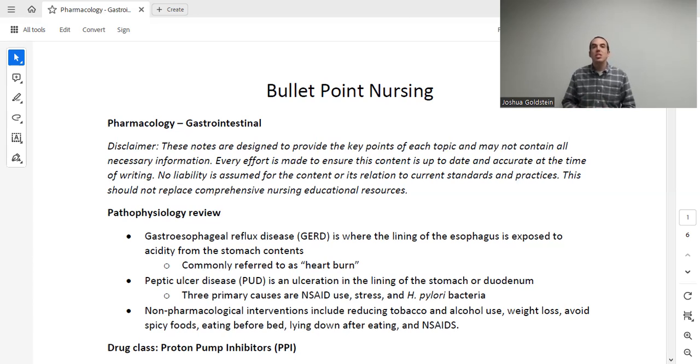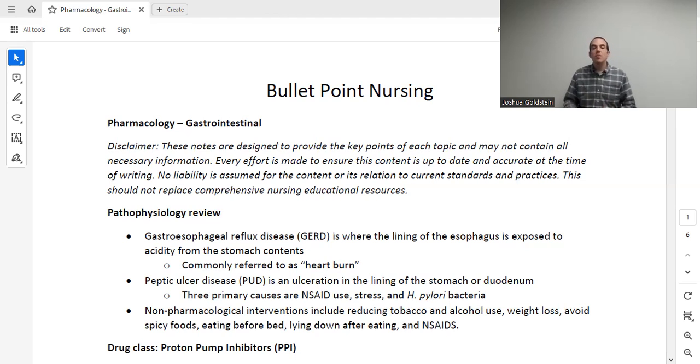So the non-pharm interventions for both peptic ulcer and GERD include reducing smoking, reducing alcohol use, reducing your weight, avoiding spicy foods, not lying down after eating, which also means don't go to bed right after eating, and finally, avoiding or reducing your NSAID use because that can make it worse. These non-pharmacological interventions are meant to help your symptoms be managed, and to help you prevent your condition from getting worse to allow the body to heal itself.